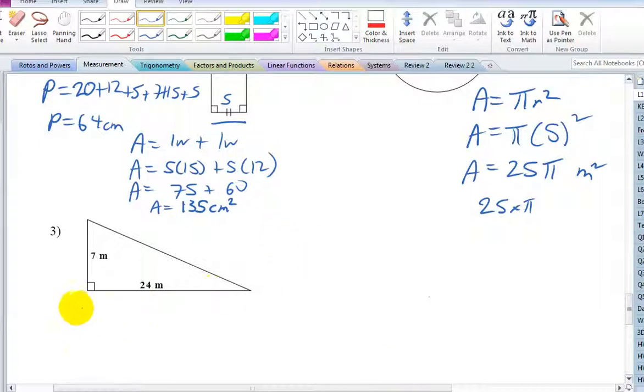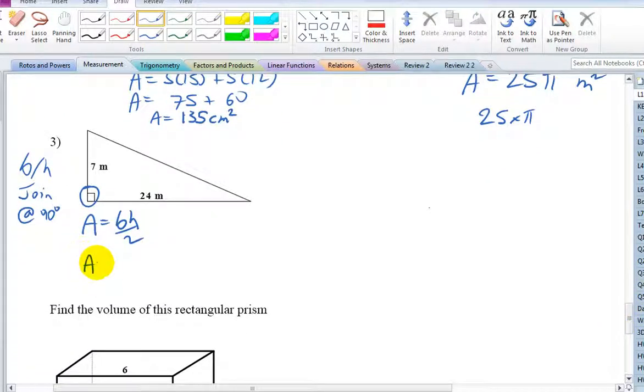Define area. Easy peasy, lemon squeezy. Base times height divided by 2. Base and height join at 90 degrees. Okay. So you're looking for your 90-degree symbol. Substitute in. Area is 7 times 24, divide by 2. I divide 24 by 2 first to get 12. And 12 times 7 is 84. So what you think is a calculator question really isn't.